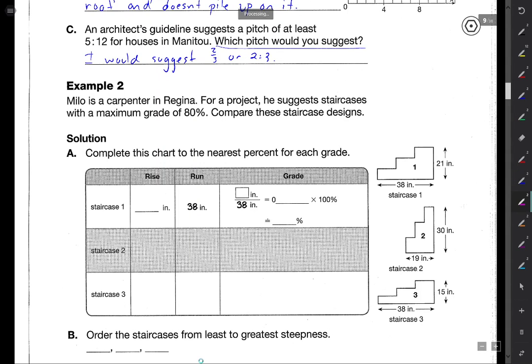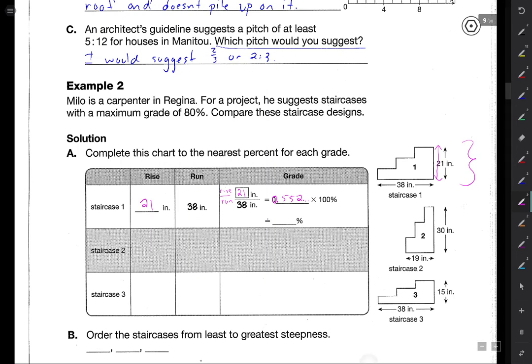So let's start off with staircase number 1. The rise for this one is 21 inches because that's the amount it's rising up, and the run is 38. If we're figuring out the grade, we want to do the slope first. So rise over run, which is 21 over 38. Then we're going to divide in our calculator, which is going to give us 0.552, and that'll keep going. And then the grade is the percentage of that decimal. So we're going to times it by 100, and that gives us 55%. So that's the grade of staircase number 1.